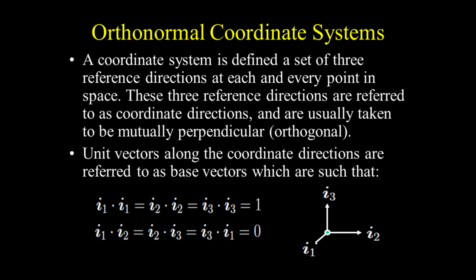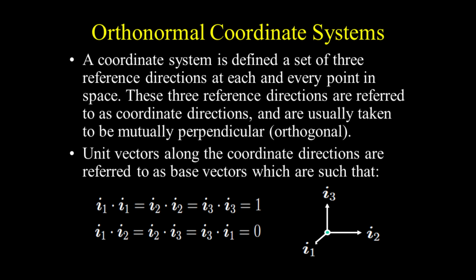Let's define the coordinate systems that will be used in this lecture. A coordinate system defines a set of 3 reference directions at each and every point in space. The origin of the coordinate system is the reference point relative to which we locate every other point in space. A position vector defines the position of a point in space relative to the origin. These 3 reference directions are referred to as coordinate directions and are usually taken to be mutually perpendicular or orthogonal.